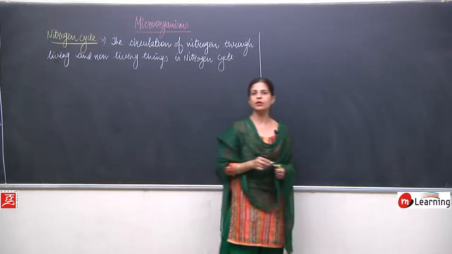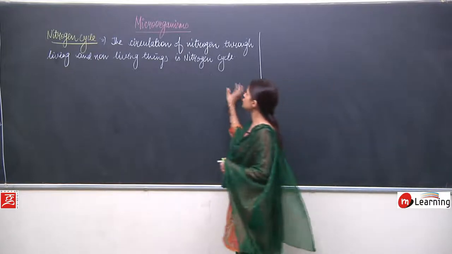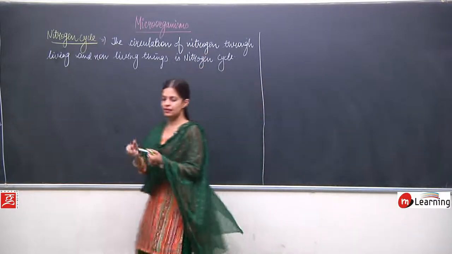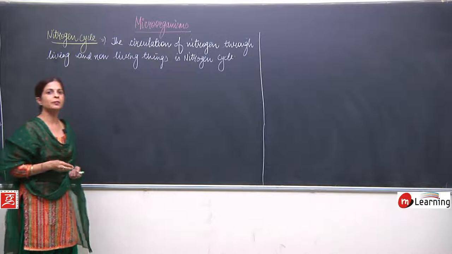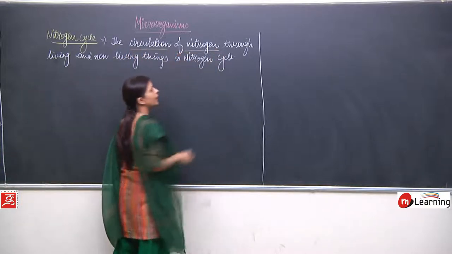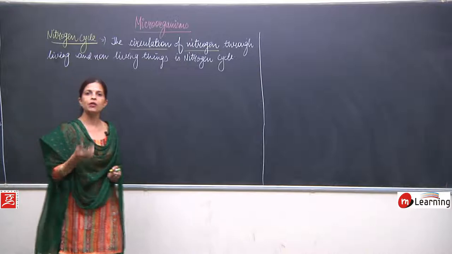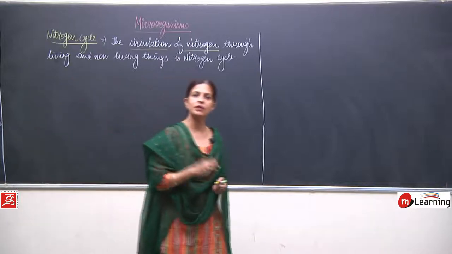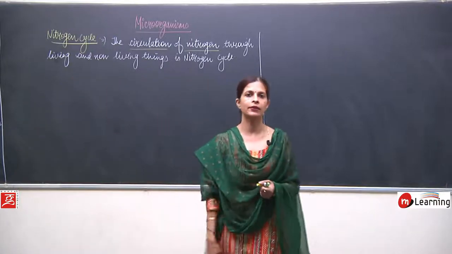So what is the meaning of nitrogen cycle? The circulation of nitrogen, that means what is in rotation? Circulation of nitrogen, and where is it circulating, or where is this rotation taking place? Between the living things and the non-living things.